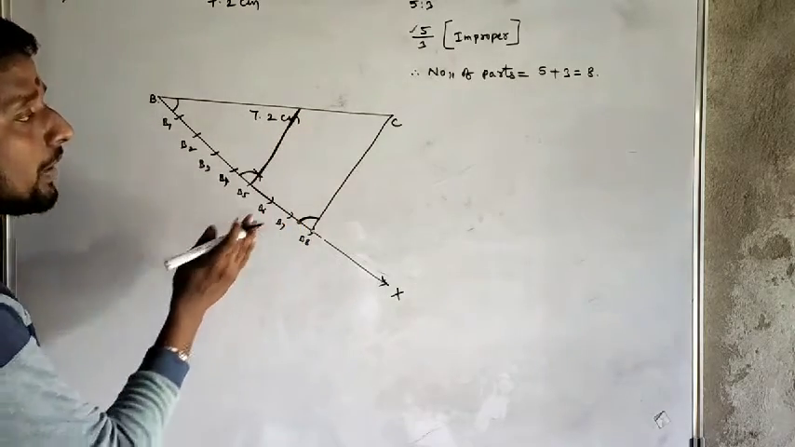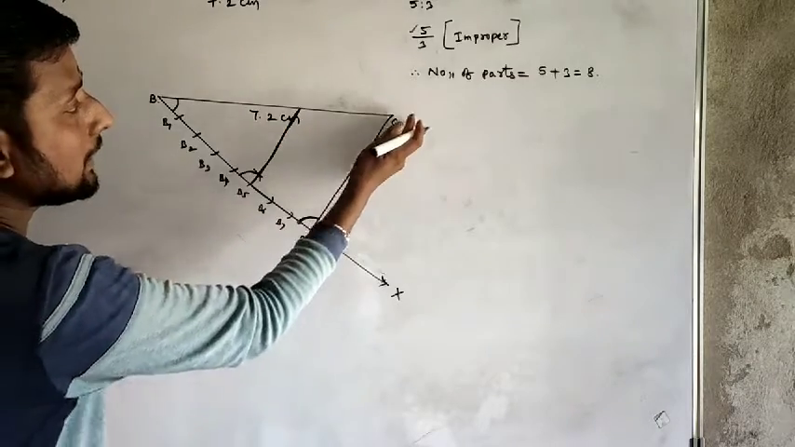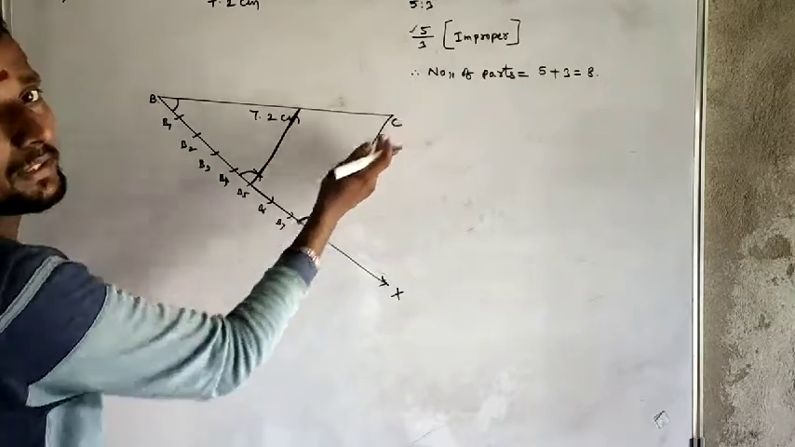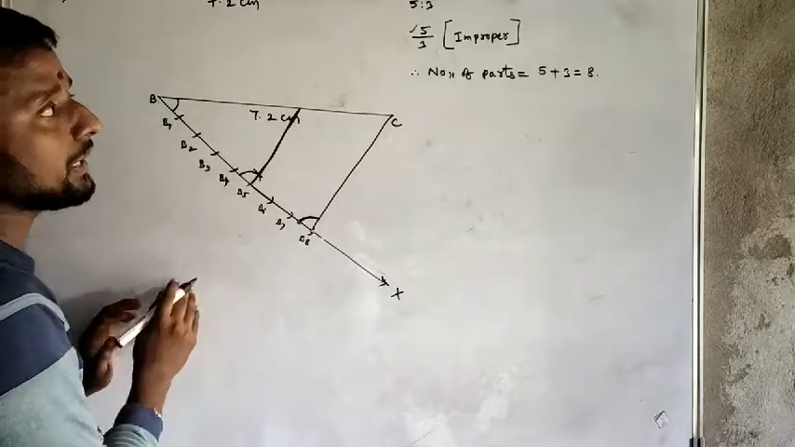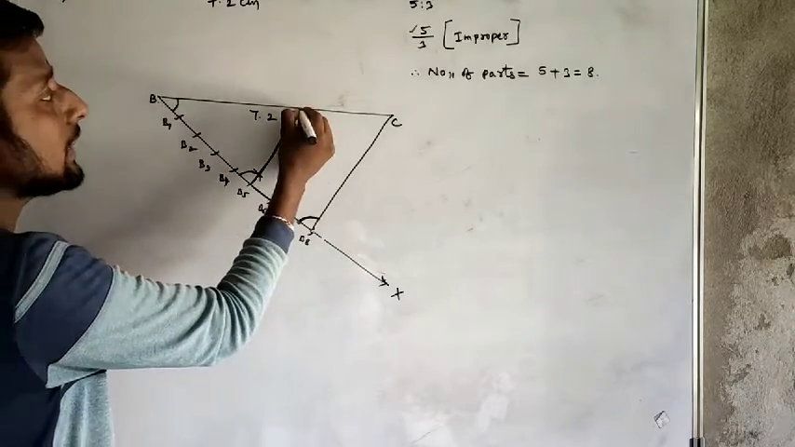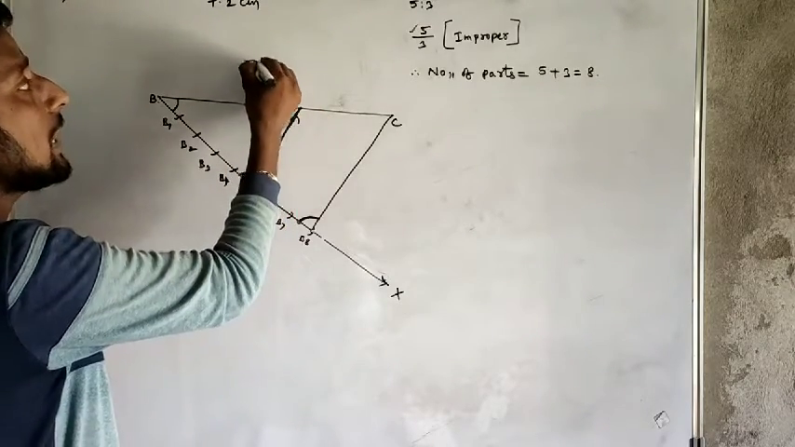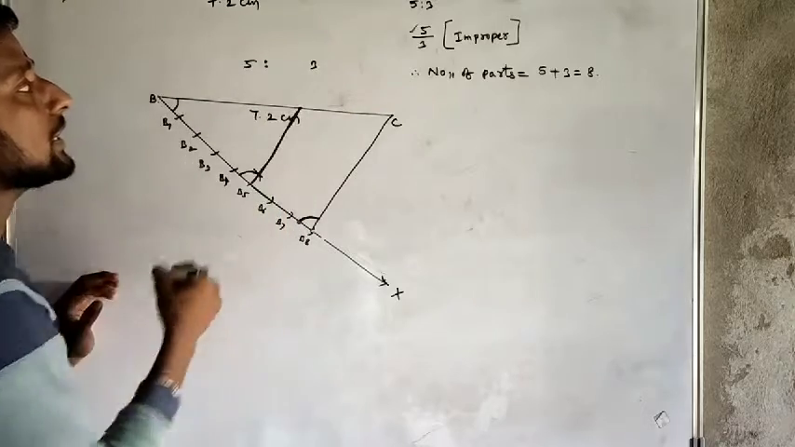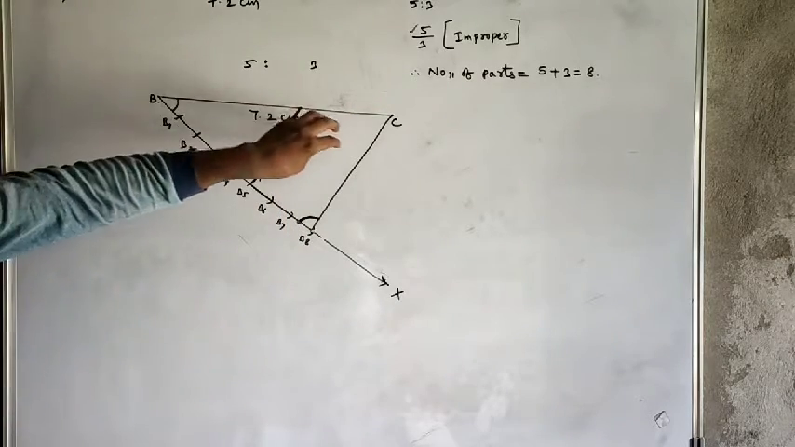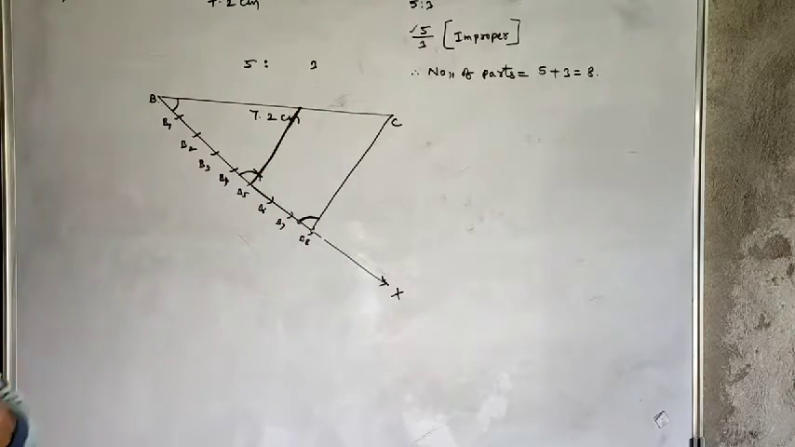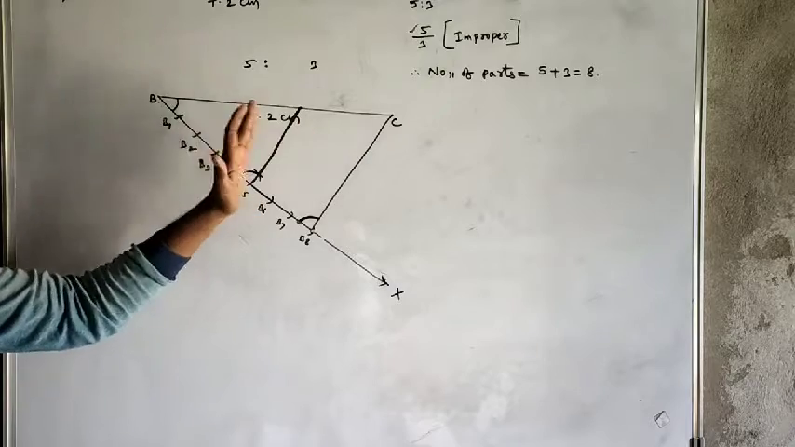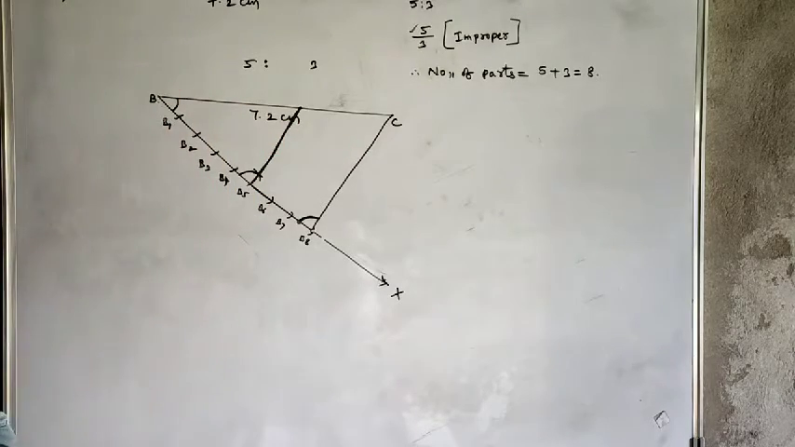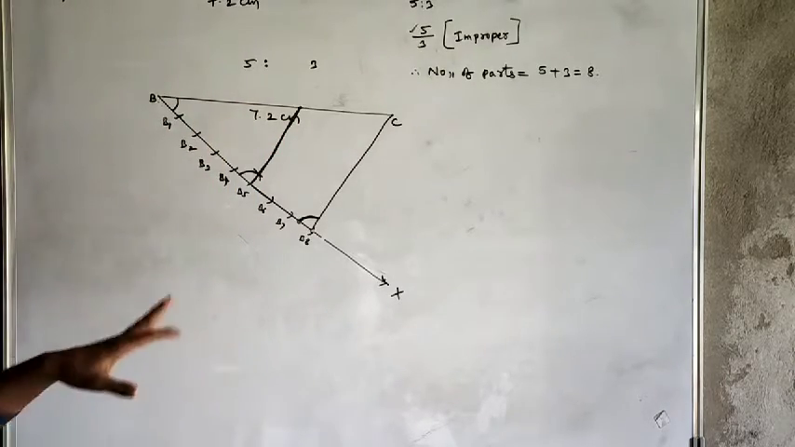If you observe what happened, the line is parallel to BC, and this line also cuts the line segment in the 5:3 ratio. It's 5 parts, it's 3 parts, 5:3. If you measure also, you will get it. Okay, so this is a way of dividing a line segment in the given ratio. We'll see one more example problem.